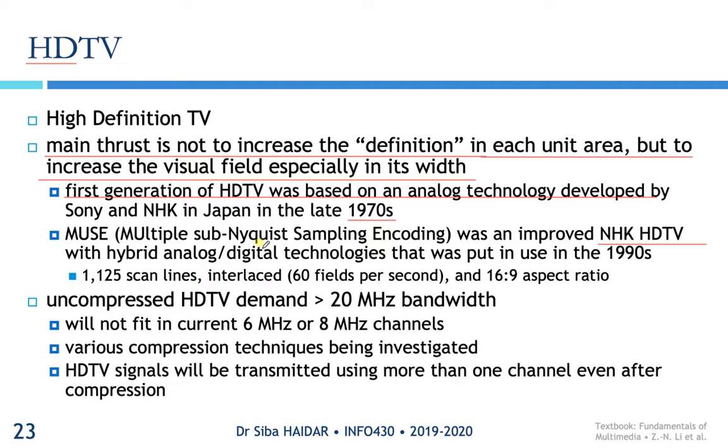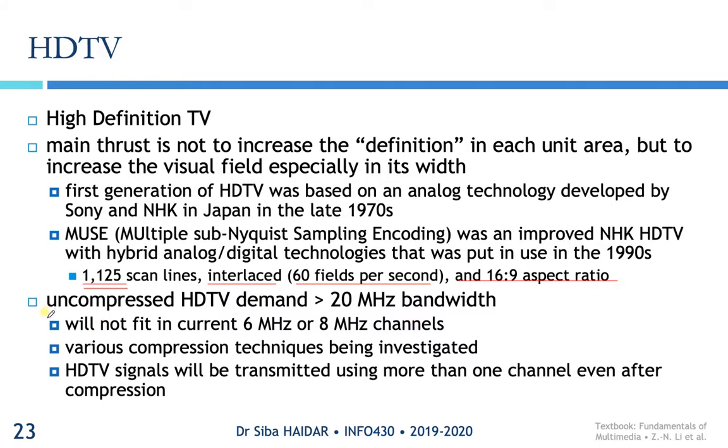And with the HDTV, we have, instead of, for example, 480 or 525 or 625 scan lines, we can talk about 1125 scan lines. First, they were interlaced, so we have 60 fields per second, and the aspect ratio becomes 16:9 instead of 4/3, so the screen is wider.